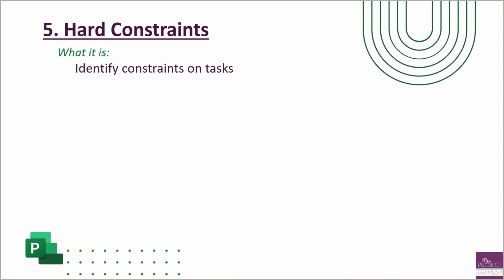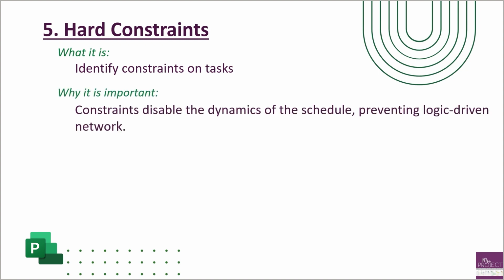So you want to identify the constraints on tasks. That's basically what you're doing. And why is this important? Because constraints disable the dynamics of the schedule. It prevents that logic and that network. So when you build a schedule, it can flow and be dynamic and do those what if drills and be the tool that can help you manage, be that forecasting model that you need it to be. But once you start adding constraints, it ruins it. You then can't move like the tool should be.